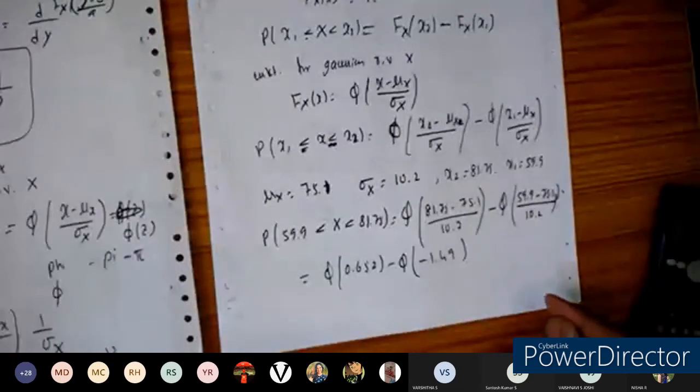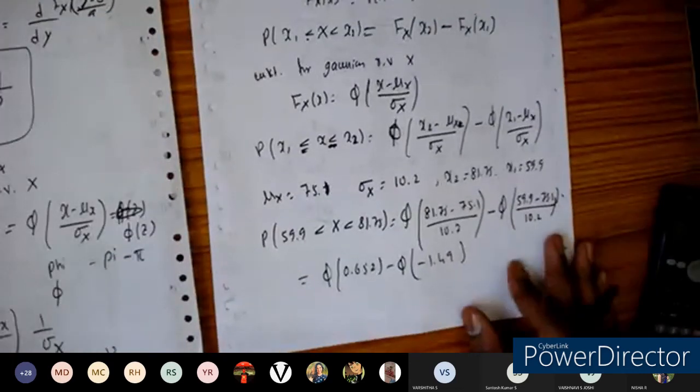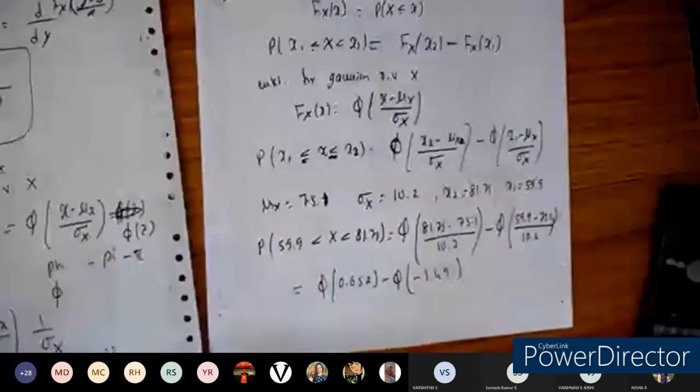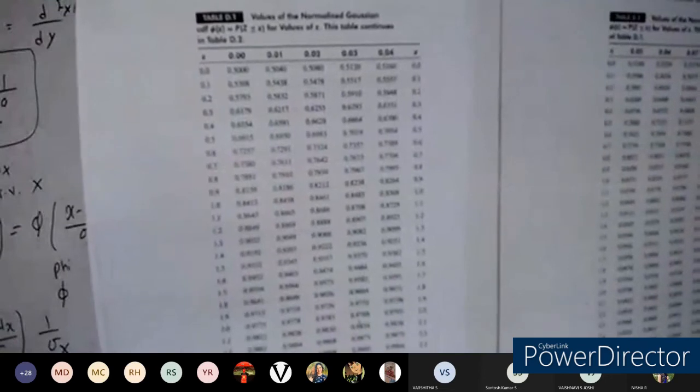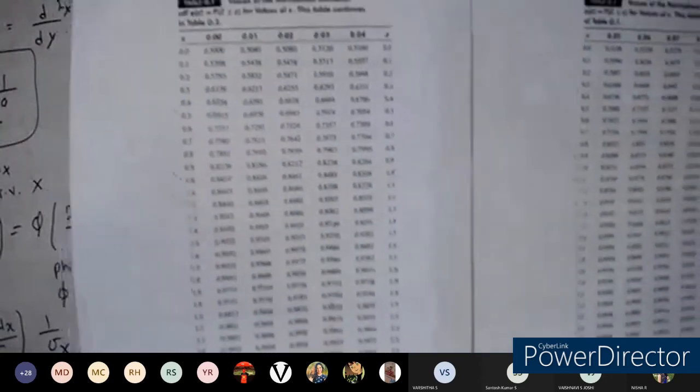So in the WhatsApp I sent the Gaussian random variable table. It is also given in the textbook. This is the table of the Gaussian random variable. So I think you can see this one. I'm keeping it here, or else you can refer to it in your WhatsApp.